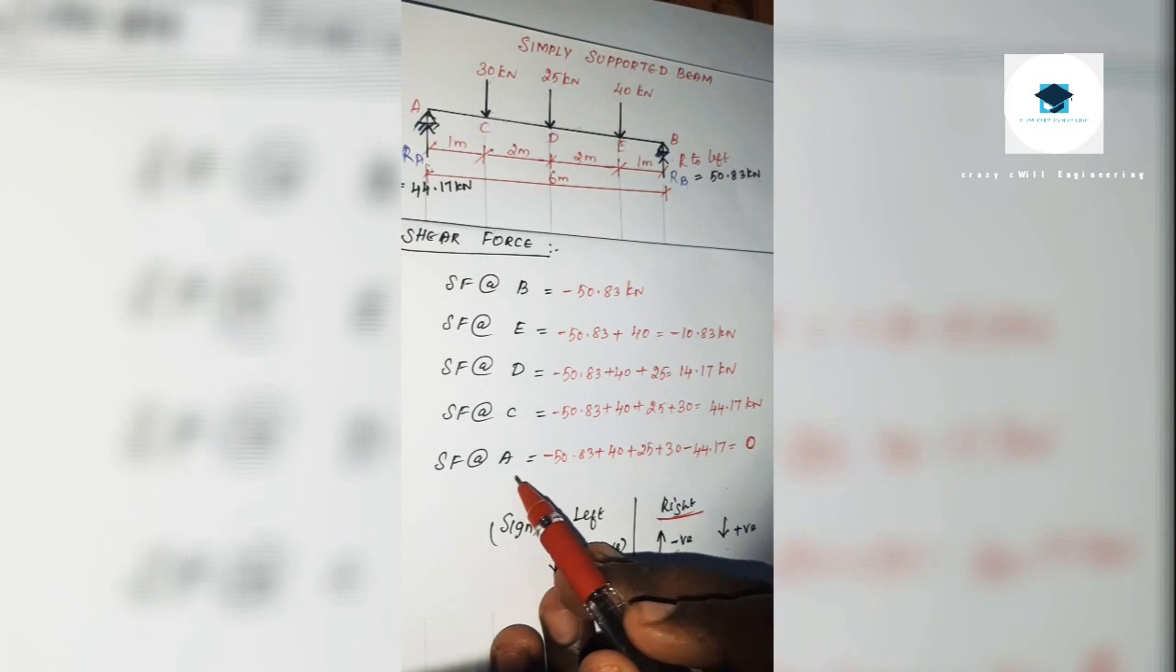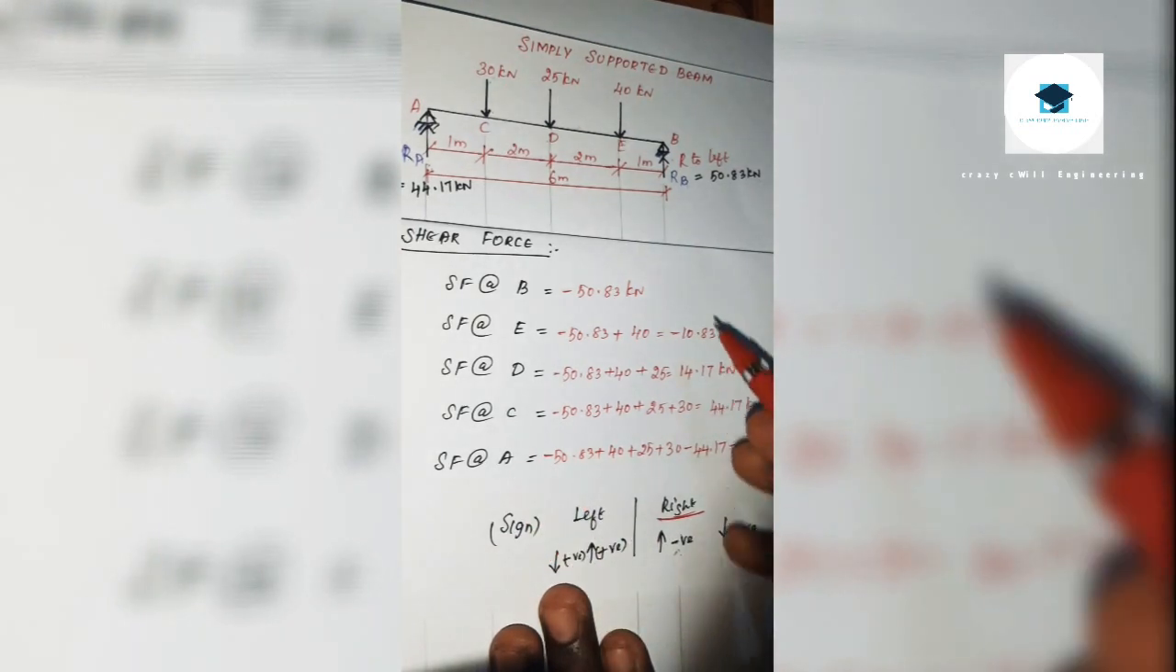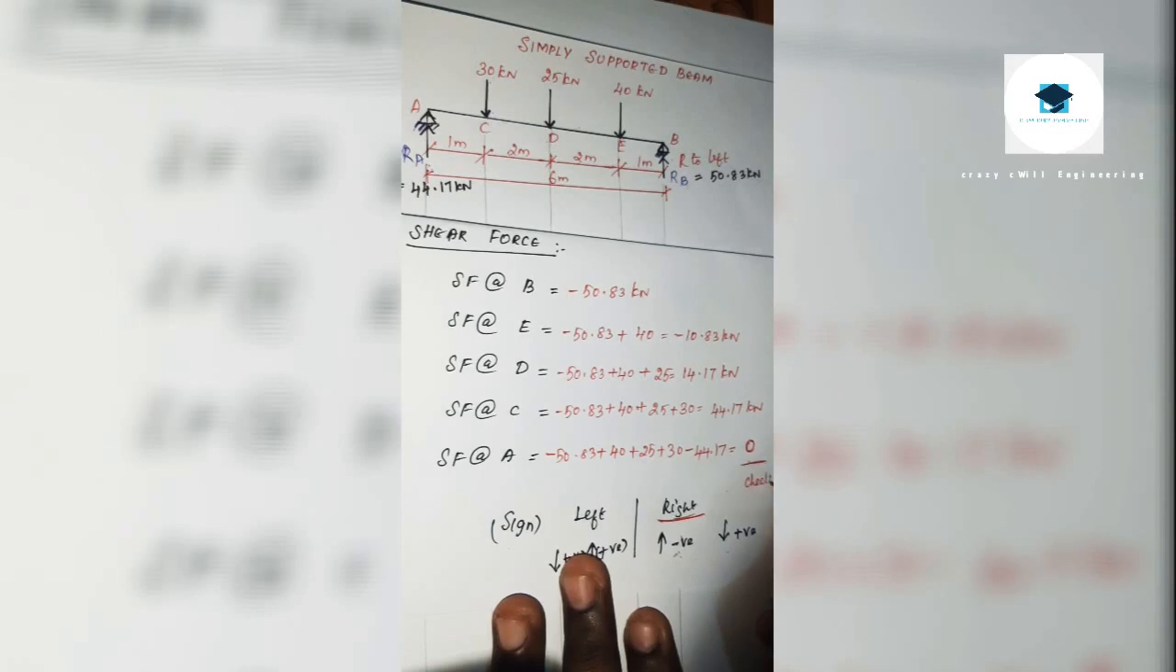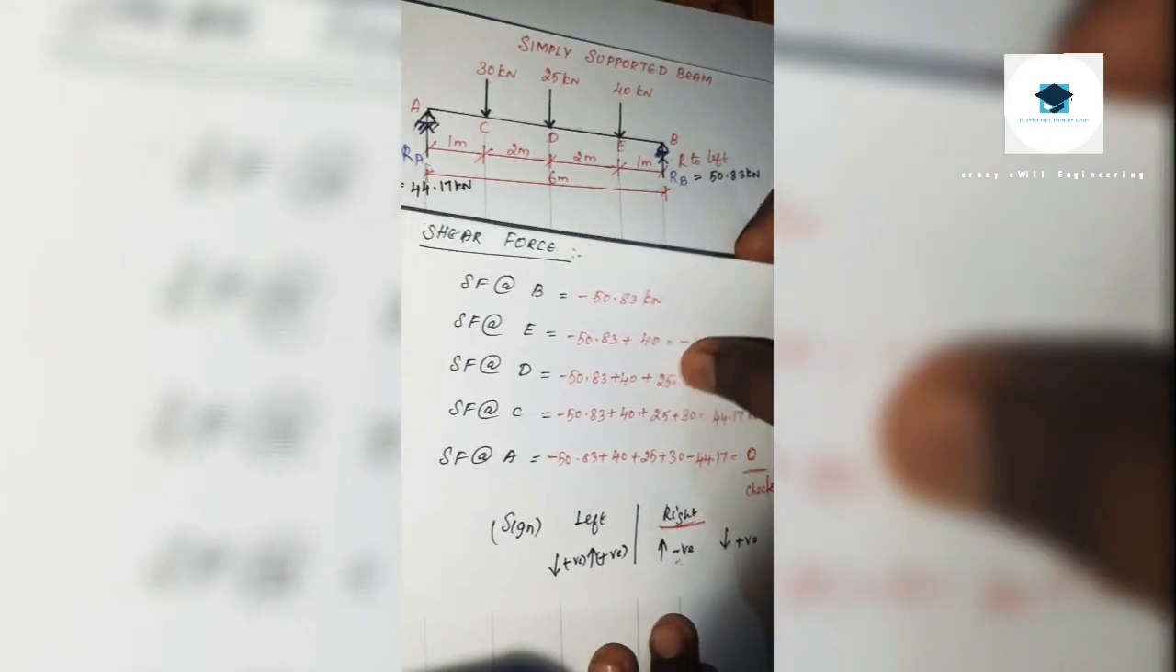Okay, for shear force, this is a check. Shear force at A is 0 means that your calculation of shear force is correct. This is the check. Okay, the shear force calculation is correct. Do you understand?